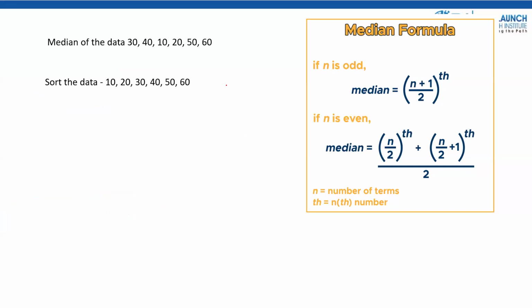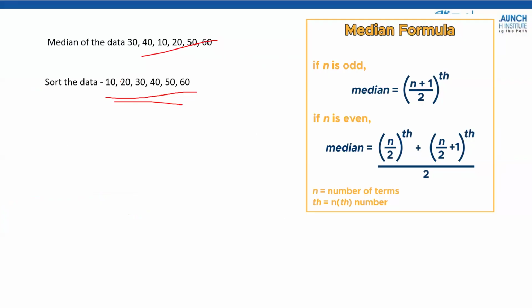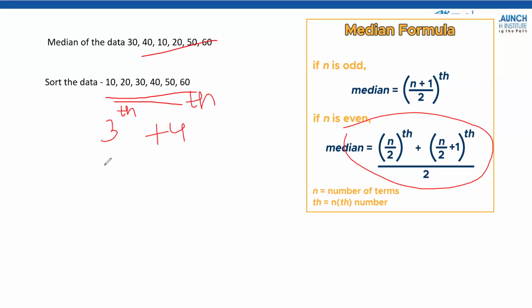Similarly, you can apply it if the data is even. So the median of the data, if it is even, what will you do? The sample size here is 6. So let us calculate over here. The formula you are supposed to apply is (n/2 th value plus (n/2 + 1) th value) divided by 2. n is 6. 6 divided by 2 is nothing but the third position, plus 3 plus 1, that is the fourth position. The third position plus the fourth position, divided by 2.